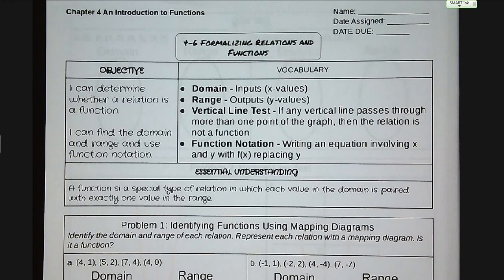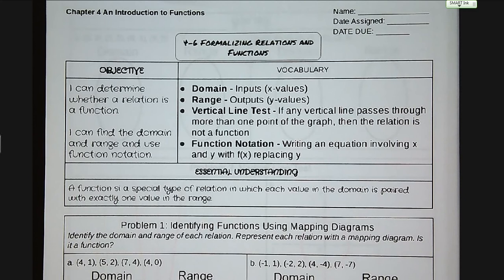Hi guys, welcome to Lesson 4.6, Formalizing Relations and Functions. Our objective for today is that I can determine whether a relation is a function, and I can find the domain and range and use function notation.